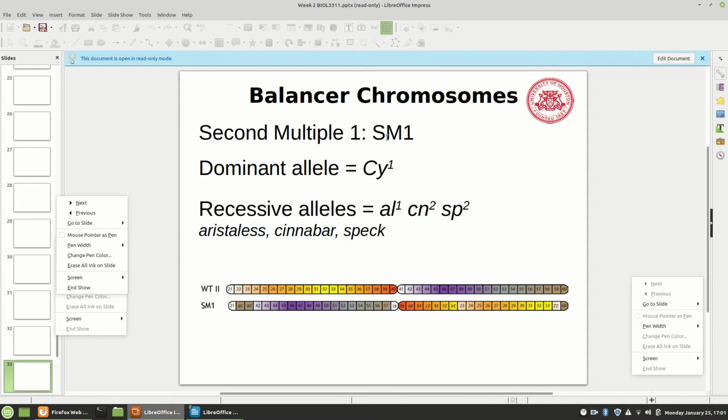Now, second multiple, 1. The dominant allele is CY1. That was curly. And then we have some others. I think this is Cinnabar. I forget what SP and AL1 are. Oh, Aristaless, Cinnabar, and Speck. So these are other mutations. This is curly here, and what we're doing here is showing the nomenclature for these particular mutants. Notice that these are all recessive and this one is dominant.